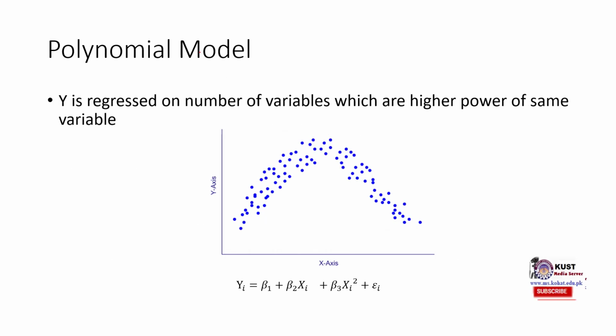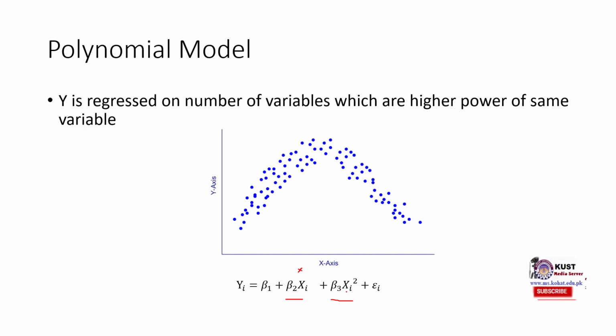Okay, last one on our list is the polynomial model, and we had some discussion over it in our first slide. So here y is regressed on a number of variables. So there isn't one variable. Now we have a multiple regression model with higher powers of the same variable. So in this case we have x and then x squared, a higher power of x. This is our quadratic equation, but it is not necessary that the equation would always be quadratic. It can be a cubic form.